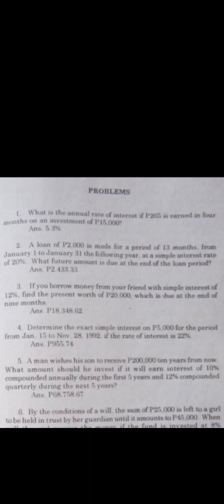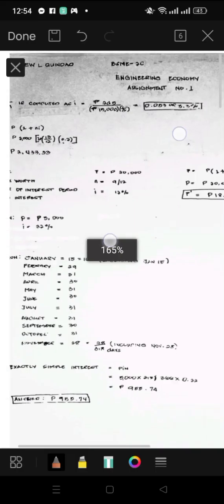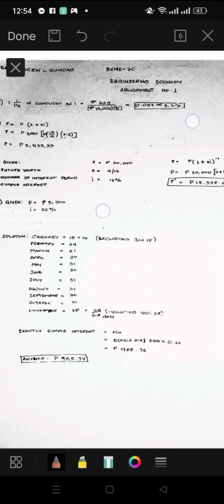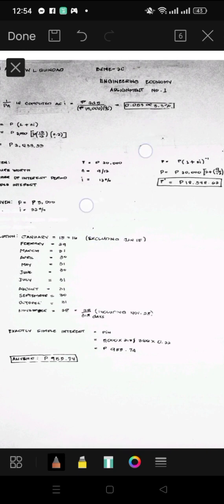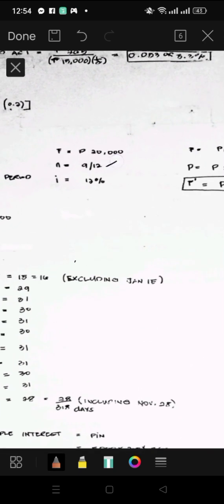If you borrowed money from your friend with simple interest of 12%, find the present worth of 20,000 which is due at the end of 9 months. As we always do, let's state the givens: our future amount F is equal to 20,000, n is 9 over 12, and i is 12%.